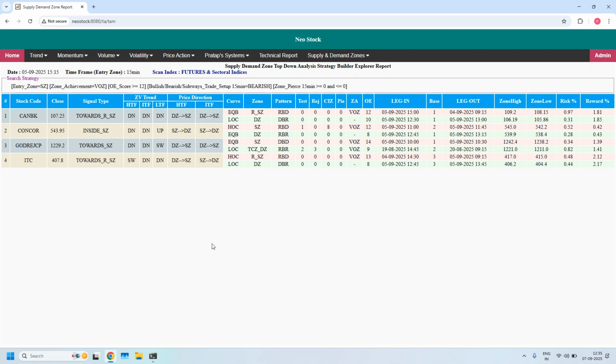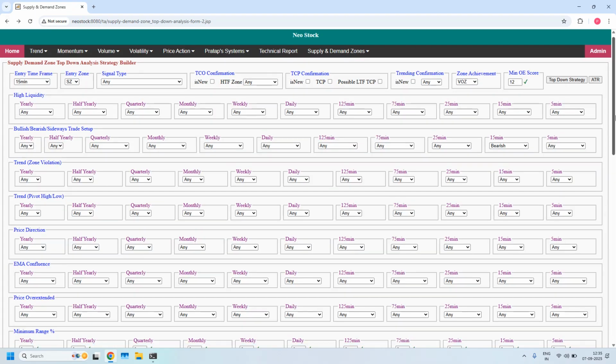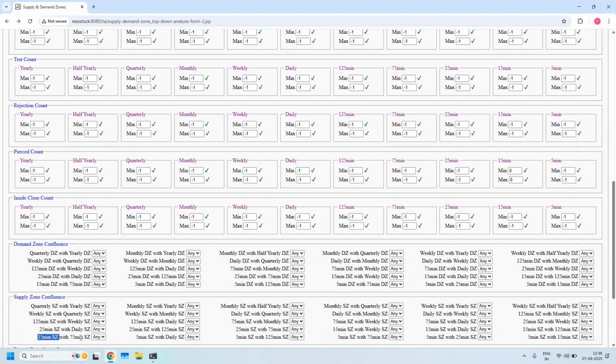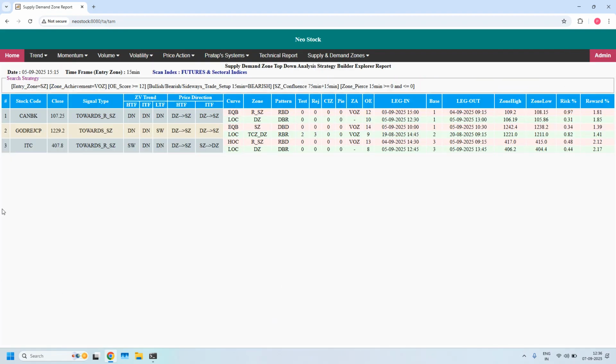The first filter is LTF and ITF supply zone confluence, and then followed by ITF EMA confluence. So first filter is 15 minutes and 75 minutes supply zone confluence. I am enabling the filter, and 3 stocks are filtered. And in all the 3, these 15 minute supply zones overlapped with 75 minute supply zone, and 75 minutes trend is a downtrend in all the three stocks.